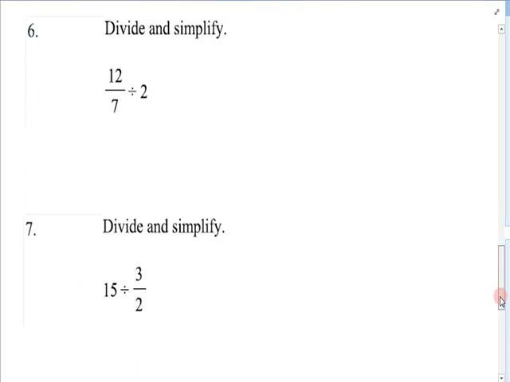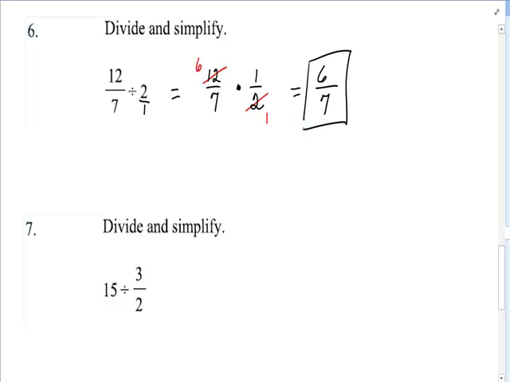All right, let's look at the next one. Remember that the 2 is 2/1. I have to have tops and bottoms so that I can do keep, change, flip. Keep 12/7, change to multiplication, flip. The reciprocal of 2 over 1 is 1 over 2. Can I do any reducing? Yes. 2 goes into itself once. 2 goes into 12 6 times. Multiply the top. 6 times 1 is 6. 7 times 1 is 7. And I have 6/7.